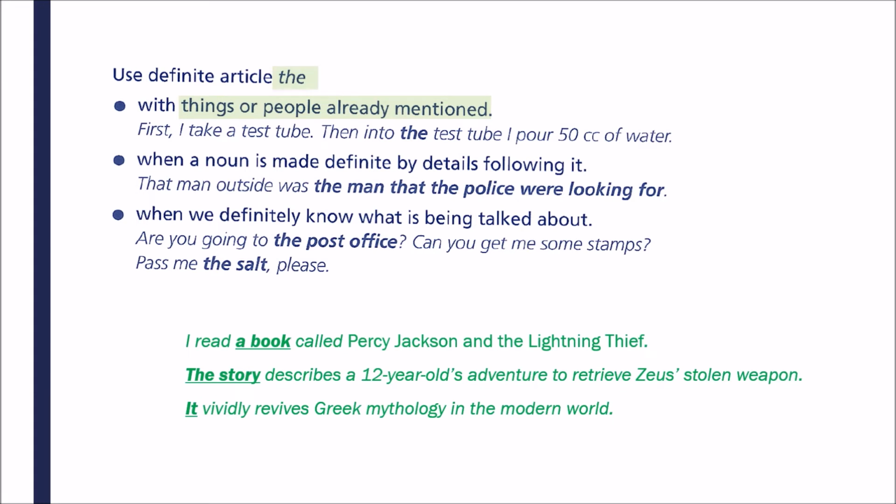If I keep on talking and I still want to refer to this particular book, we still have a secret weapon that we use all the time to keep our writing or speaking concise. Instead of saying the story, the book about that and that, we can simply use the pronoun it.